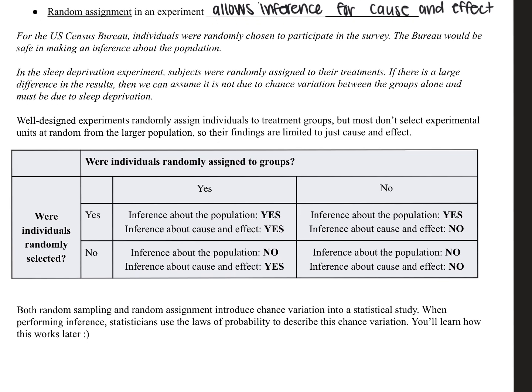So the nice thing about random sampling versus random assignment is they both introduce chance variation. So we are kind of looking at the laws of probability to describe that chance variation. And that's something we're going to talk about in chapter 4. We'll talk about how probability plays a part to look at that chance variation.